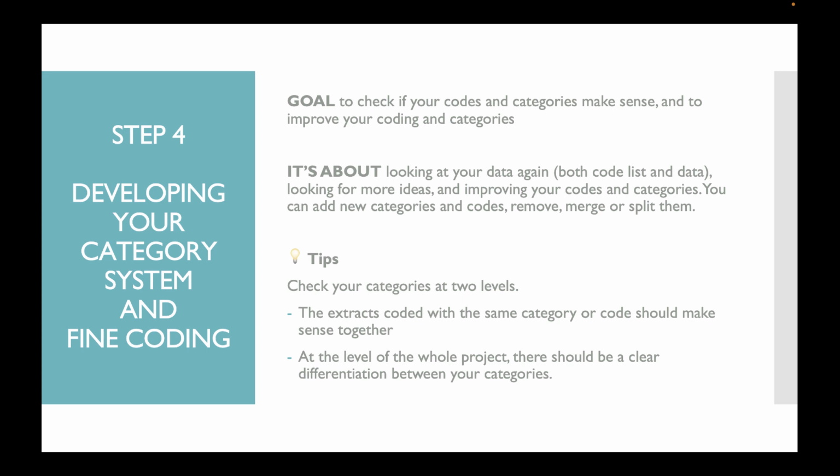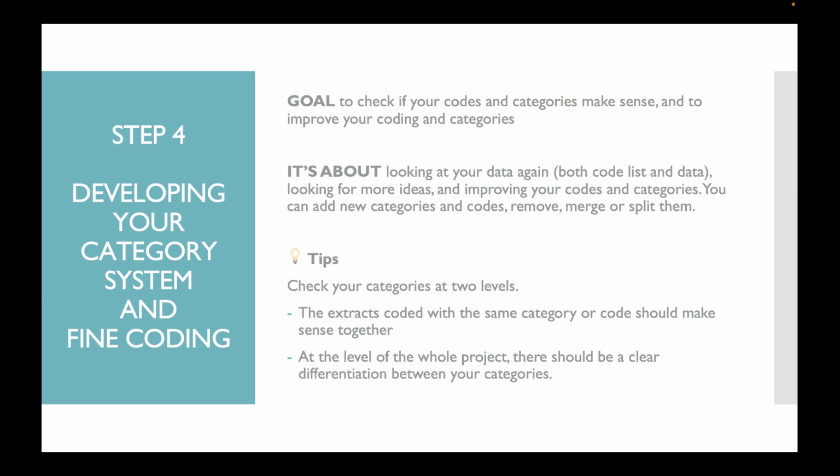Step 4 is developing your category system and fine coding. So the goal here is to check if your codes and categories make sense and to improve your coding and categories. You're going to be looking at your data again and go back and forth between your code list and your data. So you're looking for more patterns, more ideas, and how to improve the organization of your codes and categories. And here you can add new categories and codes, maybe remove some of them, merge some of them if they are too light, and split others if they are too big, and so on.